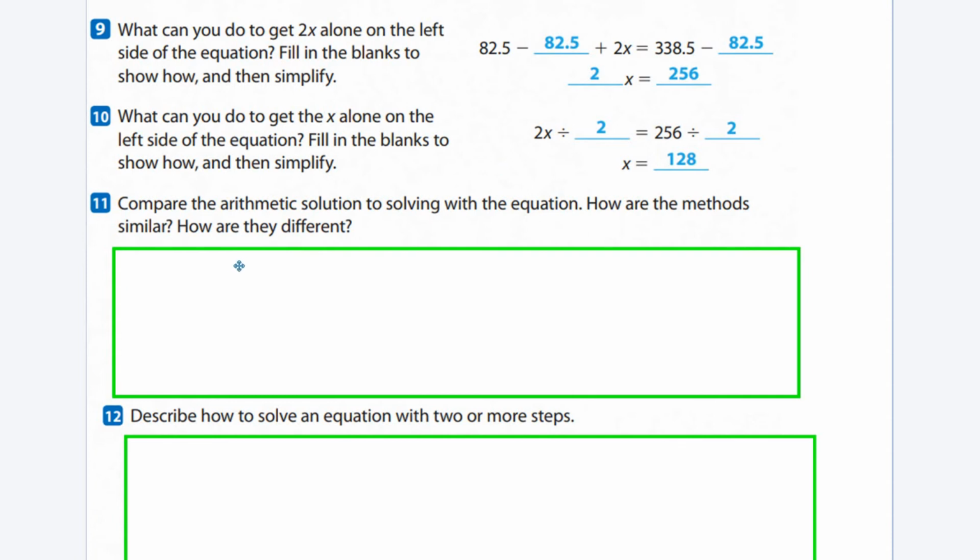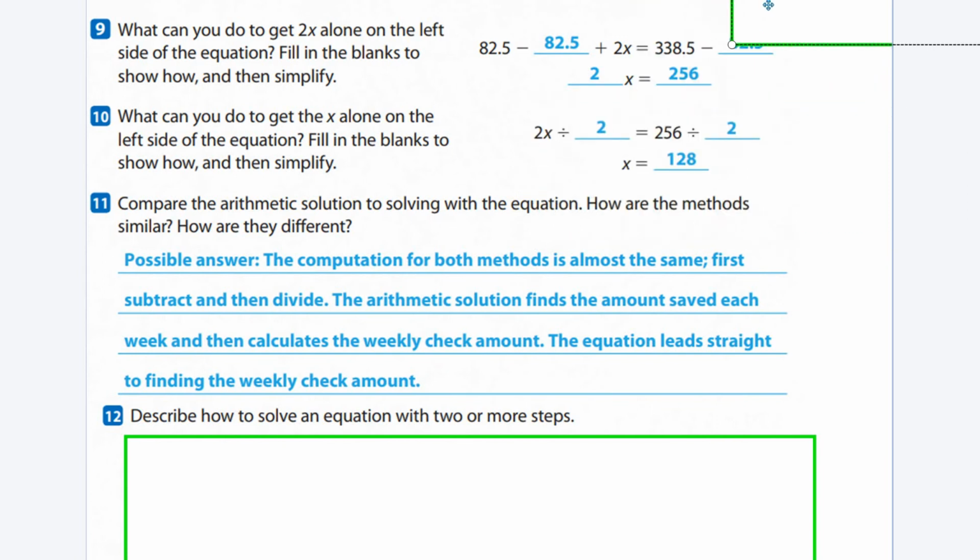Let's look at question 11 if you got something similar to this. One of the possible answers: the computation for both methods is also almost the same. First subtract, then divide. The arithmetic solution finds the amount saved each week and then calculates the weekly check amount. The equation leads straight to finding the weekly check amount. You can go back to the previous part of this video and you can see that. Okay?